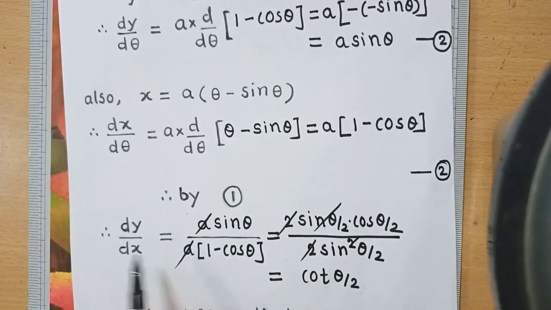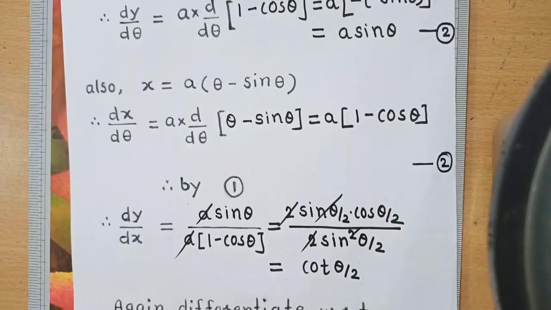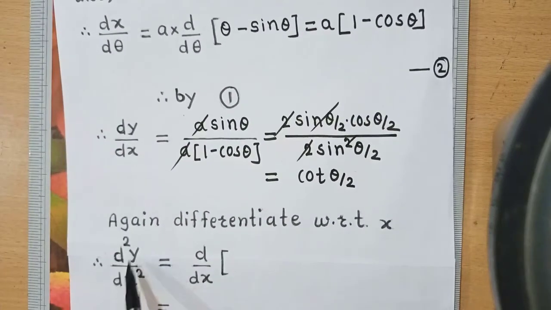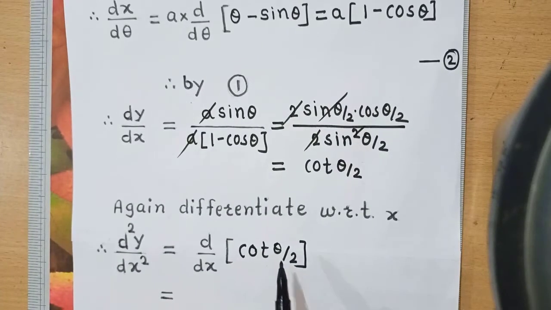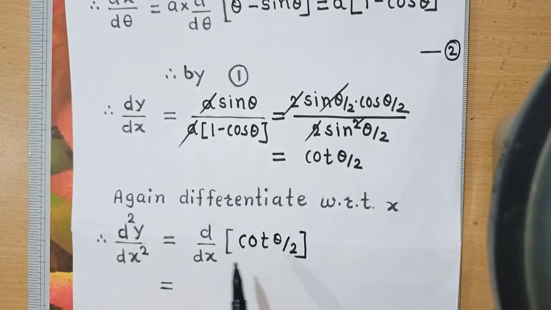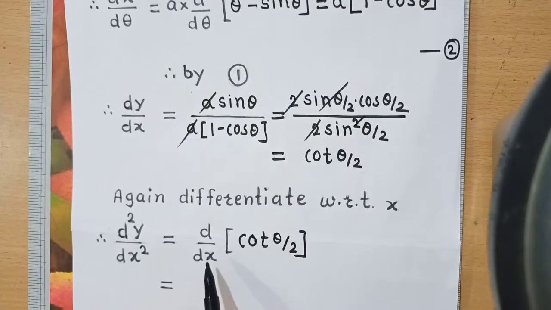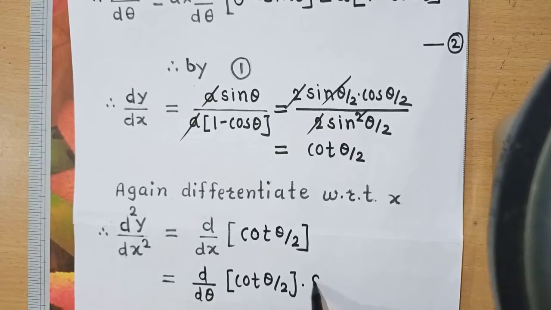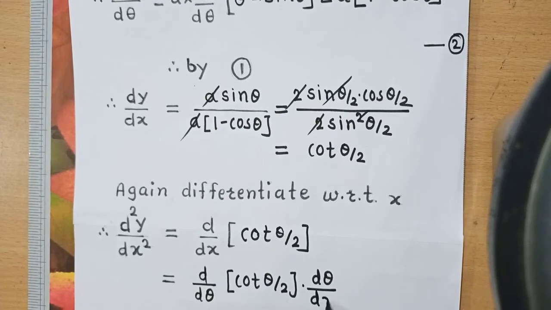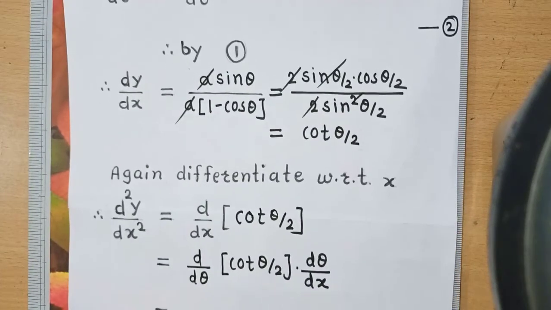Now we have to find d square y by dx square. So we will differentiate this again with respect to x. So d square y by dx square is equal to d by dx of this cot of theta by 2. But this function is in theta and we are differentiating with respect to x. So again we will use the chain rule. So d by d theta of this cot theta by 2 and again d theta by dx by chain rule.